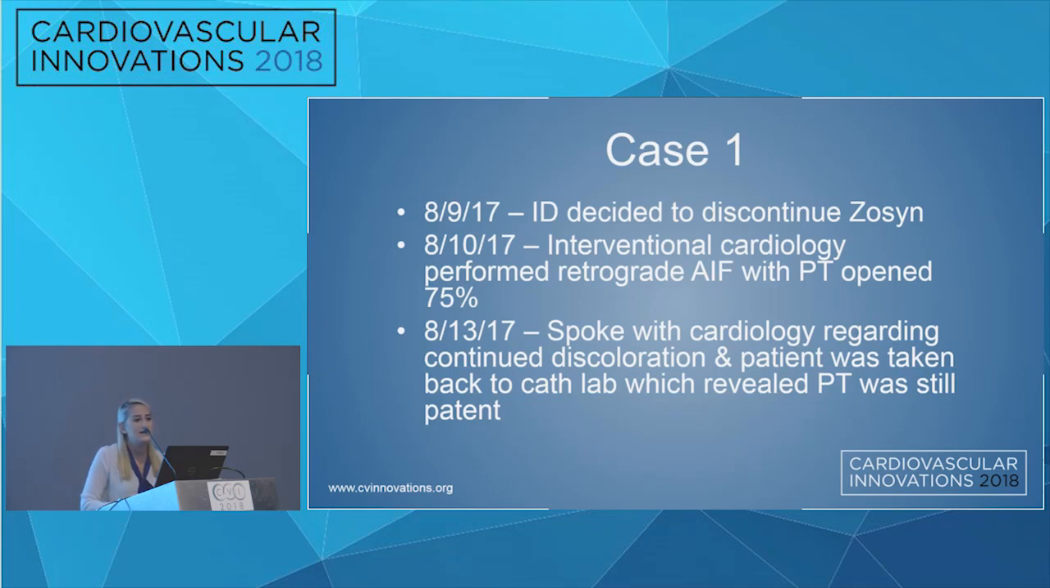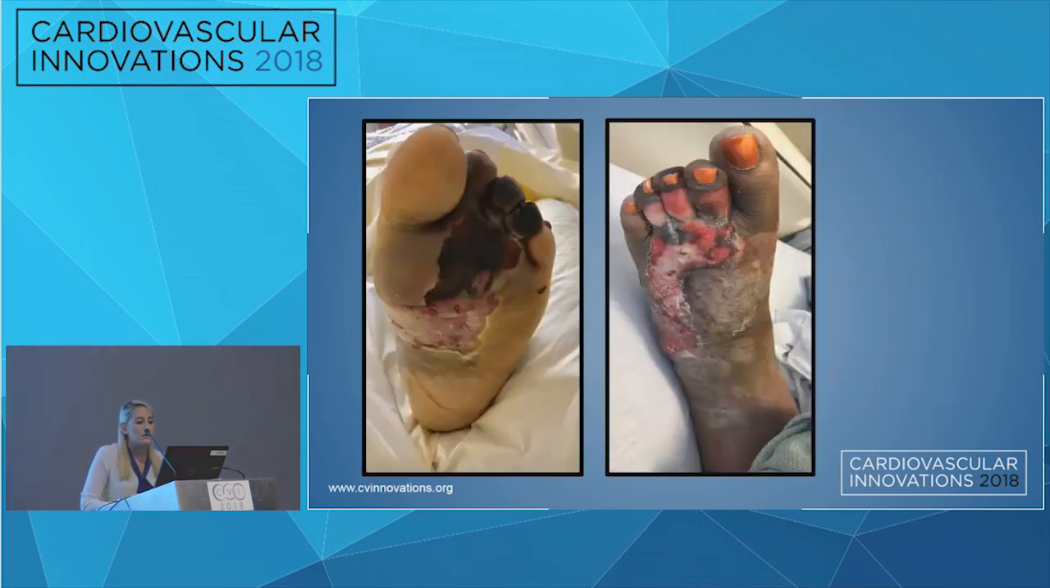So infectious disease had decided that this was not of an infectious etiology and discontinued Zosyn. Interventional cardiology had performed the retrograde AIF and opened the PT to 75% the following day. Following the increased discoloration of the lesser digits, we spoke with cardiology, and they took her back to the cath lab and stated that the PT was still patent. However, the patient remained gangrenous and continued to worsen.